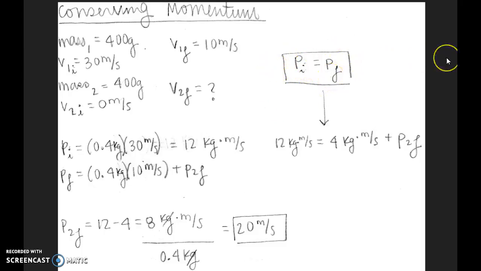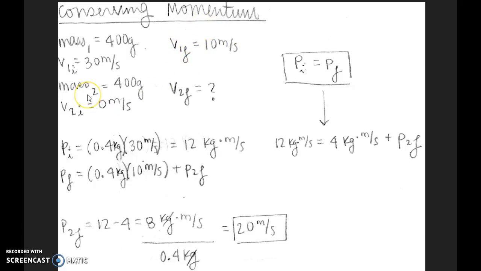So this question asks us if the first pool ball ends up going in the same direction with a speed of 10 meters per second, what is the new speed of the second pool ball? Okay, so it tells us that the mass of the first pool ball is 400 grams. The velocity initial of the first pool ball is 30 meters per second. And we know the final velocity of the first ball is 10 meters per second.